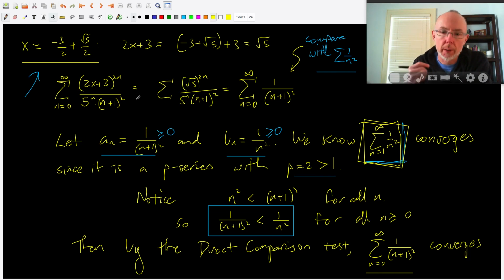Next time, we're going to talk about how we can use these power series to represent special kinds of functions. And then after that, we'll talk about how we can represent any kind of function in the next section.